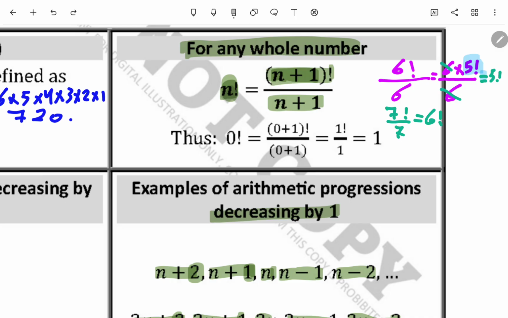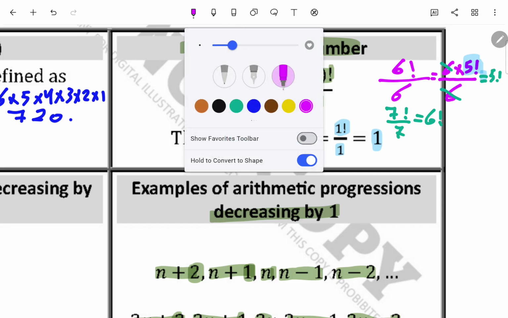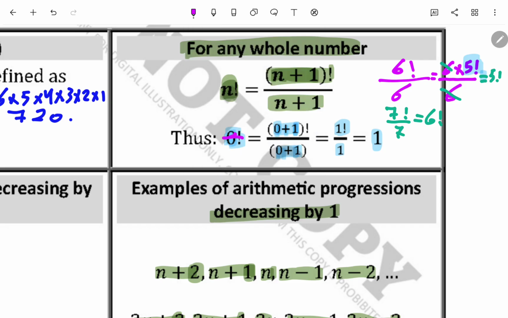By thinking about it, 0 factorial is exactly that number, if we add 1 to it and divide by the same. That will give you 1 finally. If you add 0 plus 1, it's 1 factorial, and 0 plus 1 is 1 again. So if you divide them, that will give you 1. So this is a good proof to show you that 0 factorial is equal to 1.